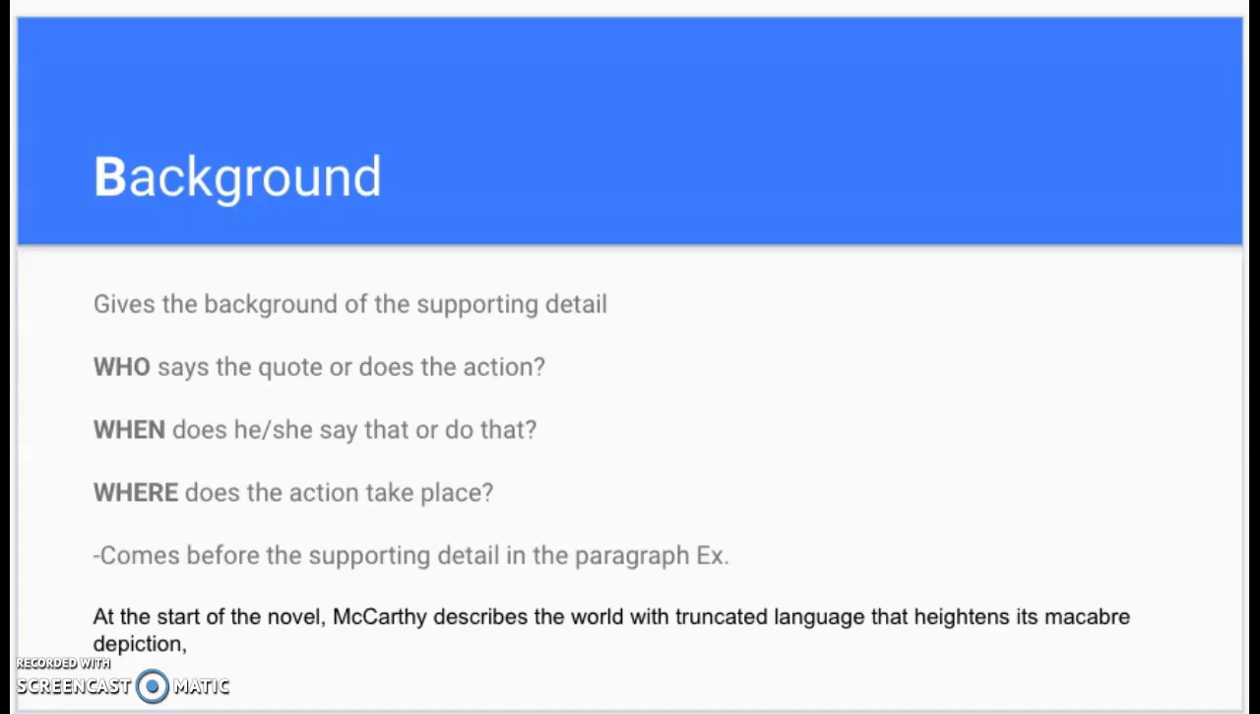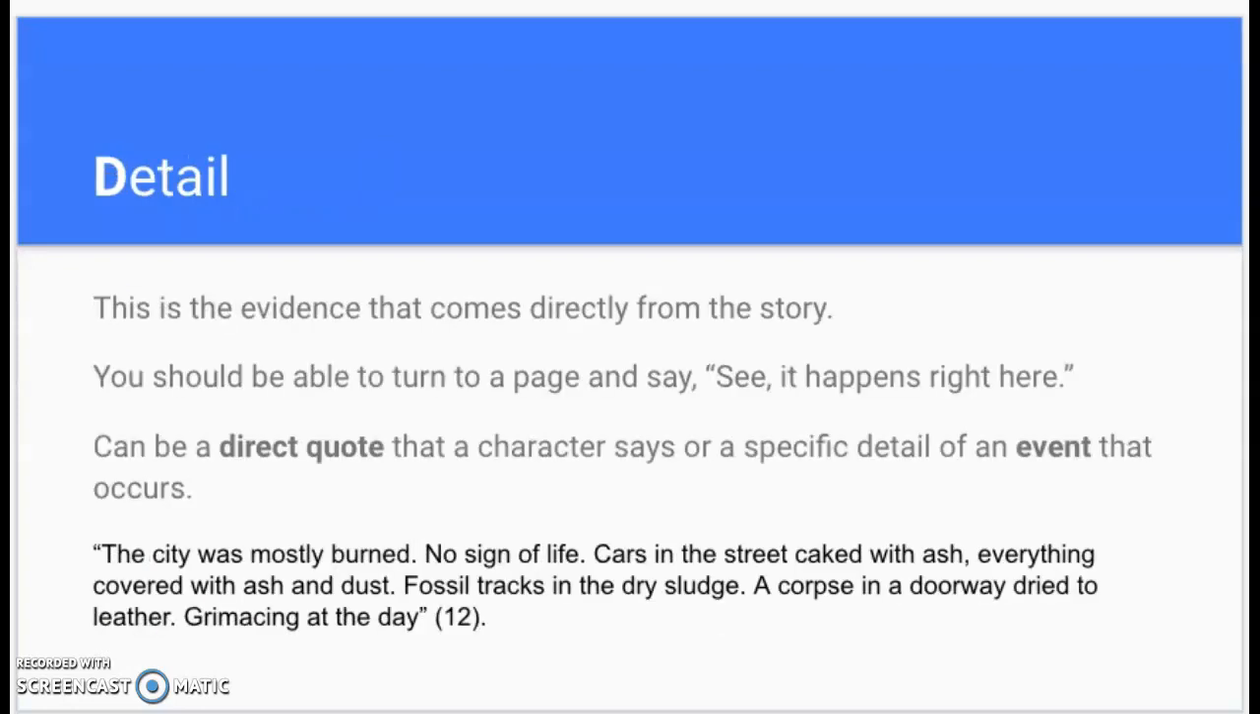My background sentence is, at the start of the novel, McCarthy describes the world with truncated language that heightens its macabre depiction. That immediately sets up my detail, or my quote. Again, the quote is the evidence that comes directly from the story. I should be able to turn to a page and see the evidence on that page if you've given me a direct quote. It can be a direct quote, or it can be a paraphrase or a summary, but for today I want to focus on direct quotes.